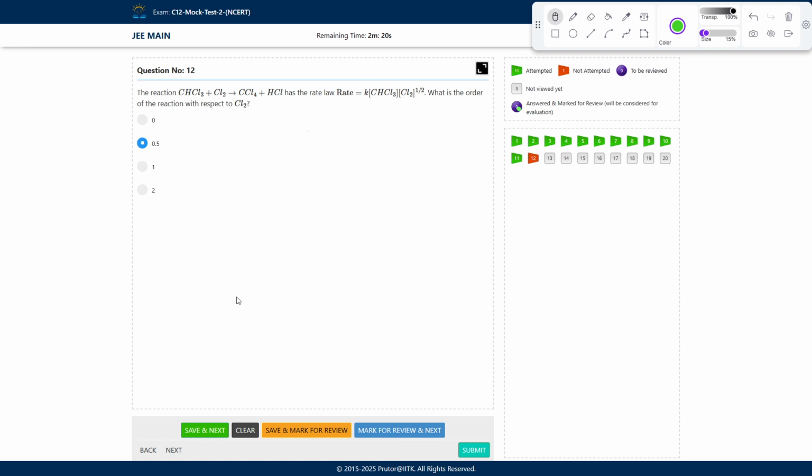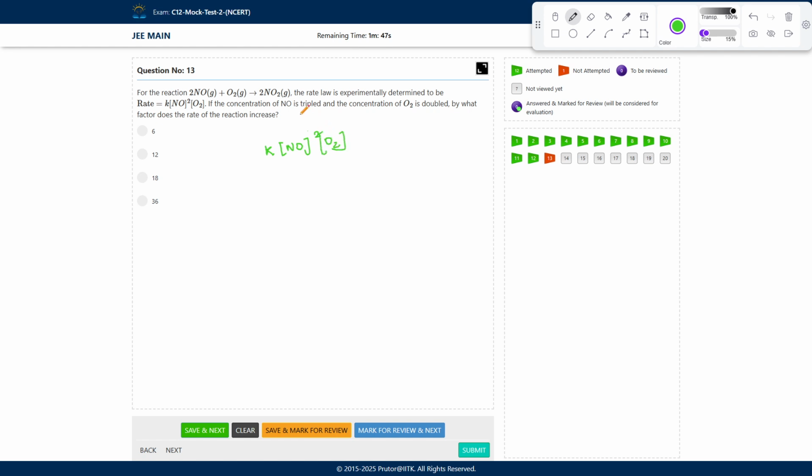Okay, let's move to our next question. For the reaction 2NO plus O2 giving us 2NO2, the rate law is experimentally determined to be rate equals K times NO whole square and O2. If the concentration of NO is tripled and the concentration of O2 is doubled, by what factor does the rate of the reaction increase? You have to tell that. So rate is K NO to the power 2 multiplied by O2. It is given that NO is tripled, so K 3NO to the power 2. O2 is doubled, so 2O2.